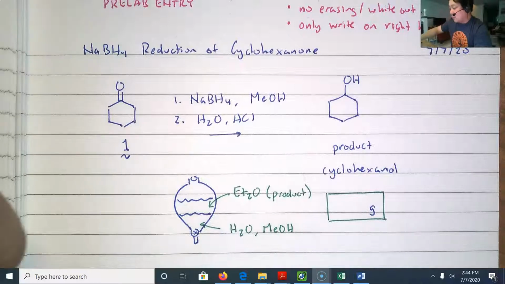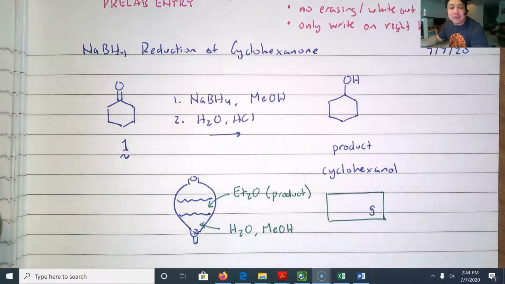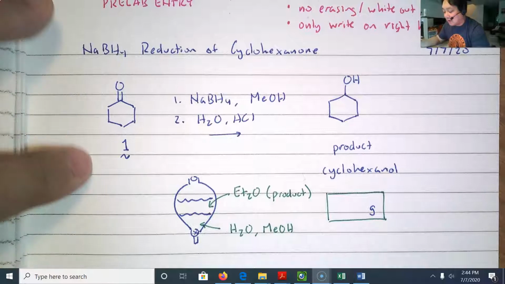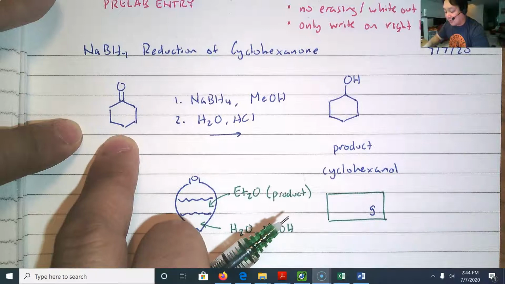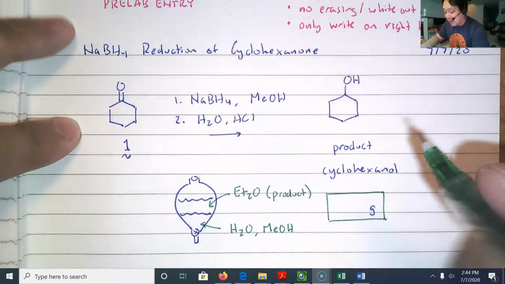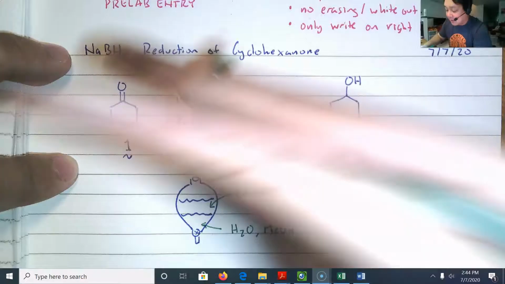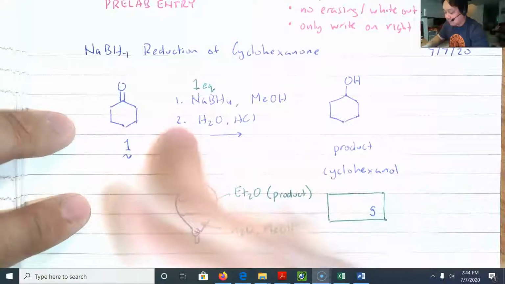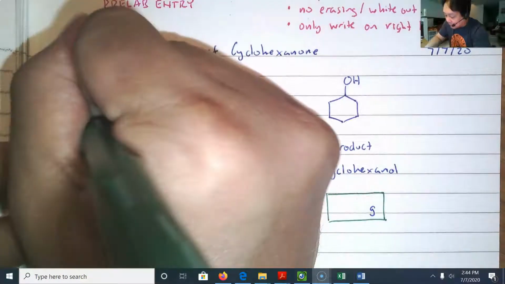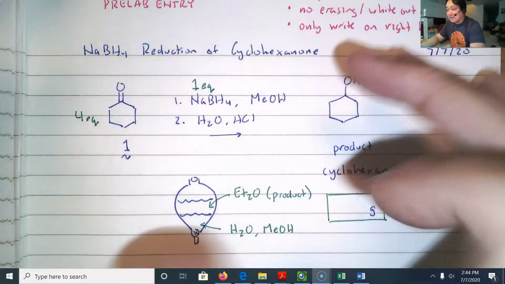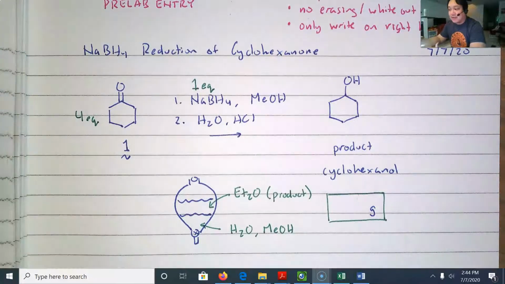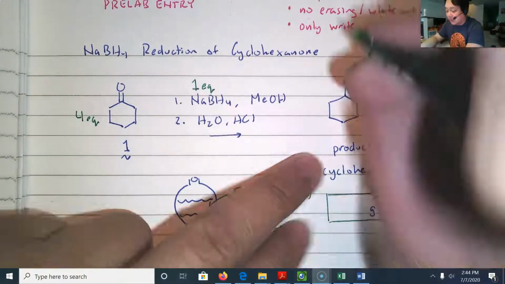The one kind of weird thing about this reaction is that the ratio is not 1 to 1 to 1, right? We don't have one starting material, one reagent, one product. It is actually, and I would put this on the cartoon portion, we have one equivalent to every 4 equivalents. Now that is theoretical, that is just based on the mechanism.